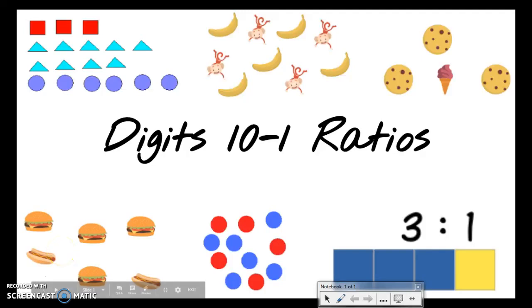Everybody, and welcome back. Today we'll be starting our new unit on ratios. As you can see, surrounding the digits 10-1, you will see that there are 6 different ratios comparing one quantity of something to another quantity of something else. So that's what we'll be mostly talking about today. Let's get started.